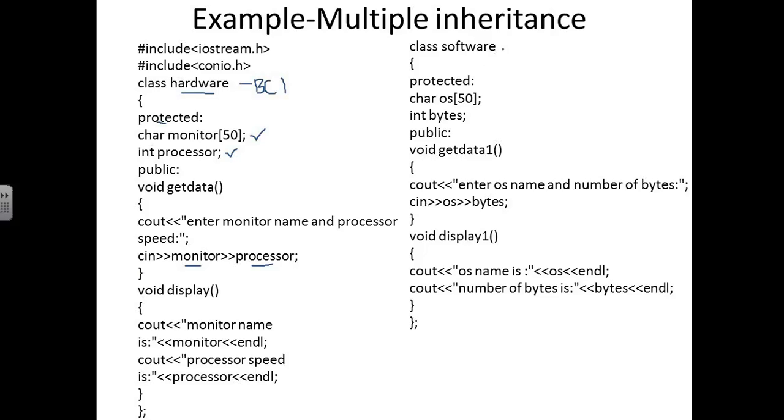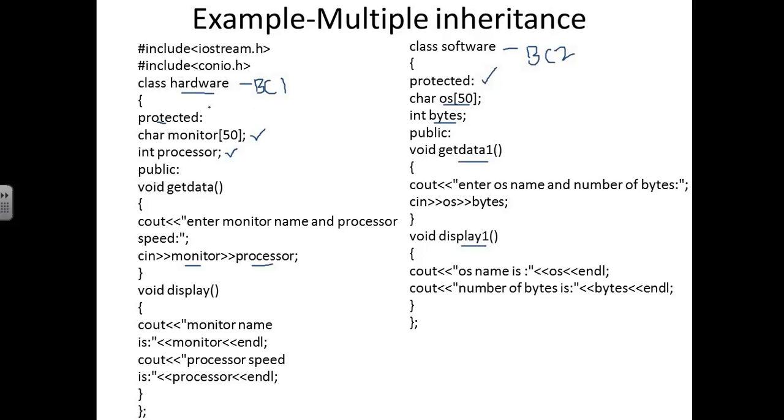Next, I have another class called software. This is base class 2. Base class 2 is software. Under this, I have declared two variables: one is the operating system name and then how many bytes. These two are declared under protected mode. And then under public mode, I have created another function called getData1. So the getData1 member function has been created, and then the display1 member function was created, right?